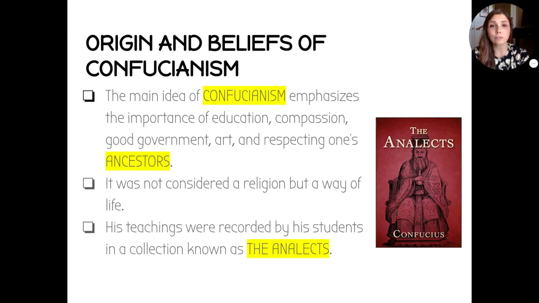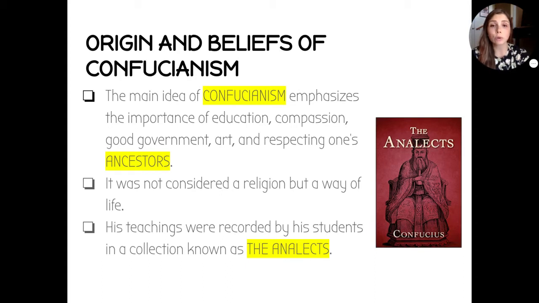The main idea of Confucianism emphasized the importance of education, compassion, good government, art, and respecting one's ancestors. Ancestors would be your family, your elders that came before you. It was not considered a religion, but more a way of life, a way of living.